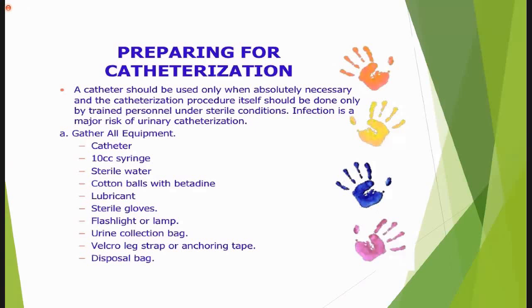And the 10 cc syringe, for what? The 10 cc syringe is for checking the balloon patency of the catheter. Then sterile water. What will we need the sterile water for? When you check the patency of the balloon, you fill the balloon with sterile water, not normal saline, not glucose water, just sterile water.